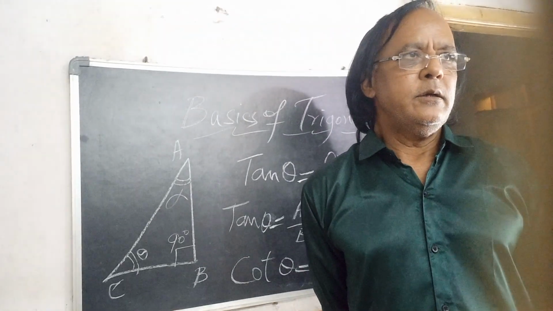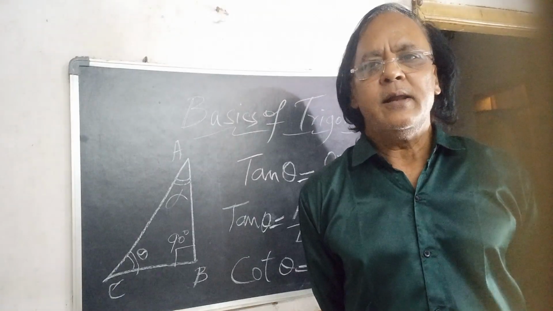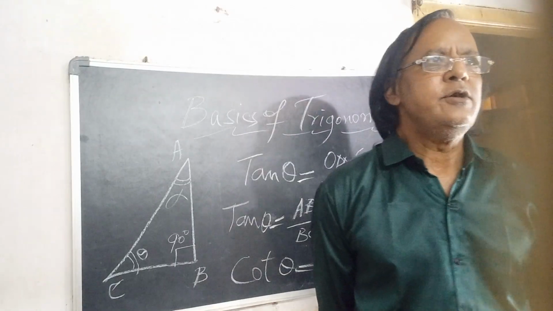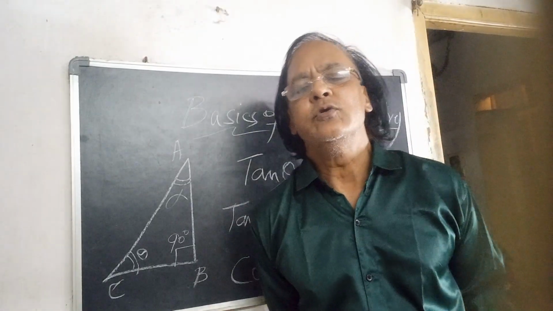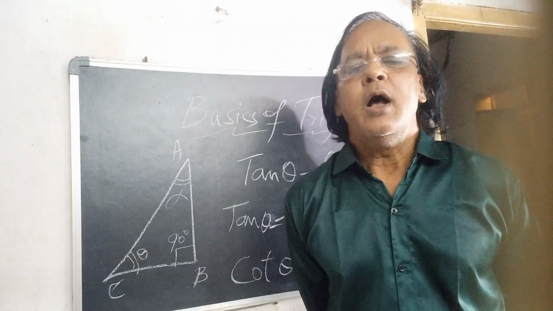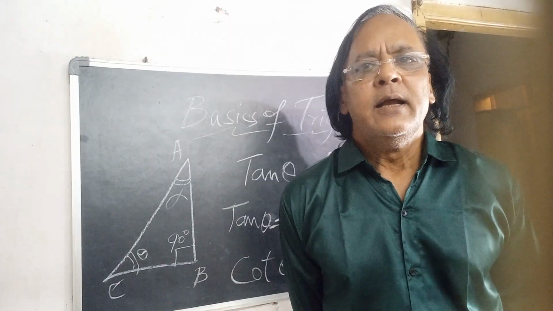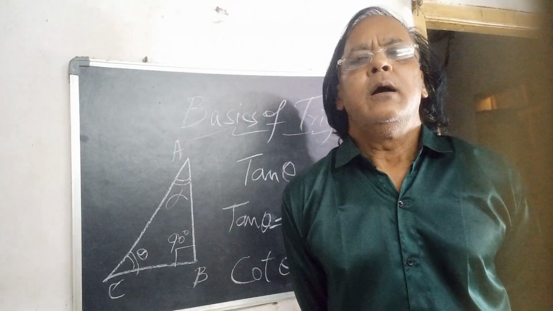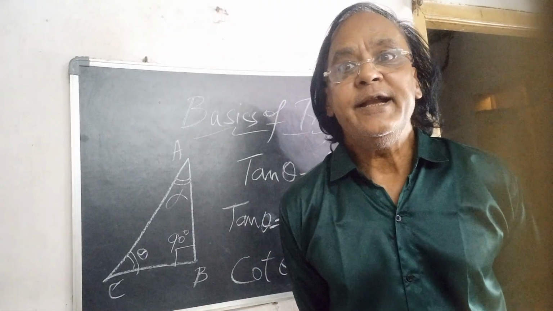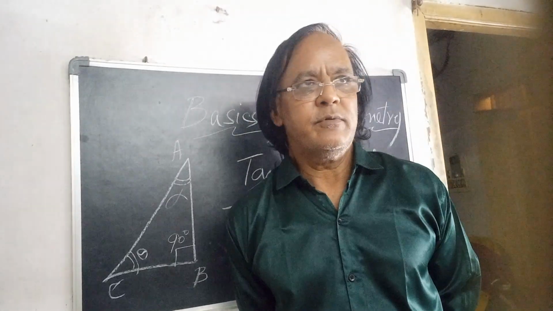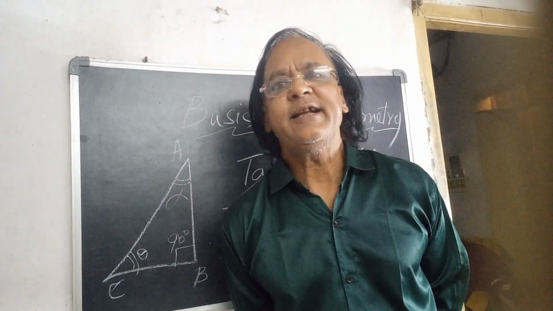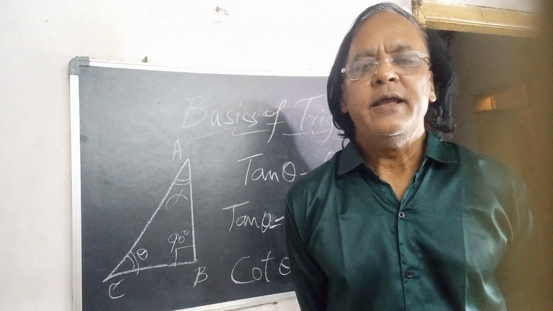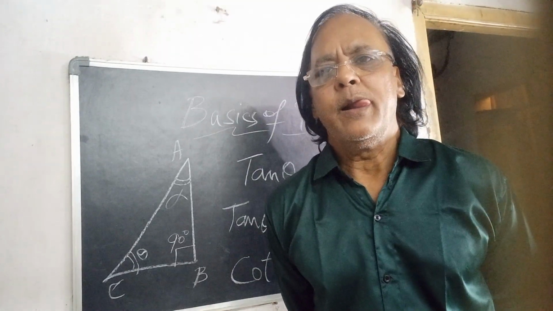And the trigonometrical formulas are: sin theta is equal to opposite side by hypotenuse, cos theta is equal to adjacent side by hypotenuse, tan theta is equal to opposite side by adjacent side. And the inverses of these 3 formulas are cosecant theta, cosec theta, the opposite of sin theta; secant theta, sec theta, the opposite of cos theta; and cotangent theta, cot theta, the opposite of tan theta.